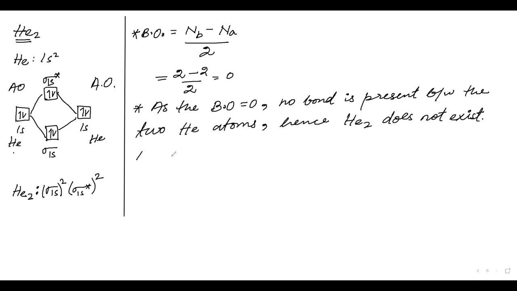Now, if I say He2, will it be diamagnetic or paramagnetic? Diamagnetic, but we will write it theoretically. Why theoretically? Because He2 does not exist. Hence, we say diamagnetic according to MOT theoretically, but it doesn't exist in the real world.